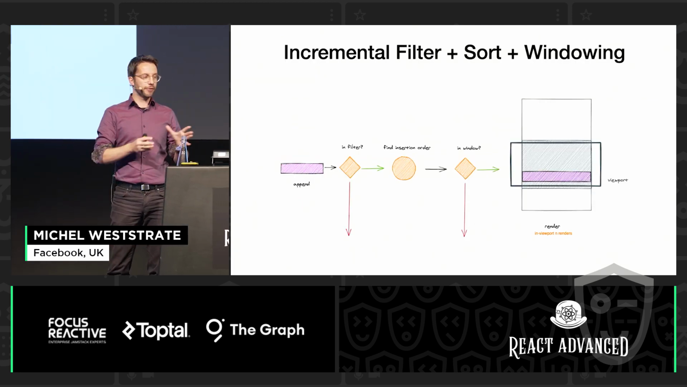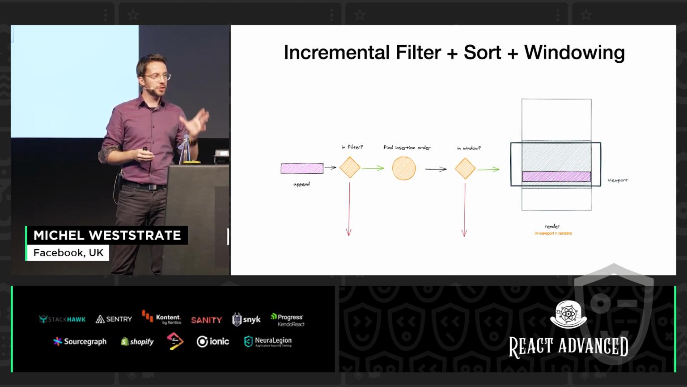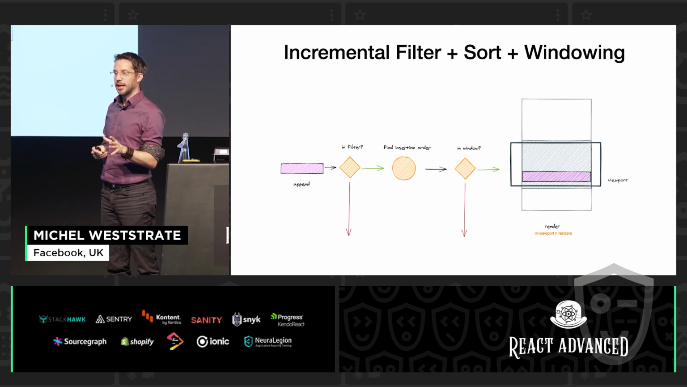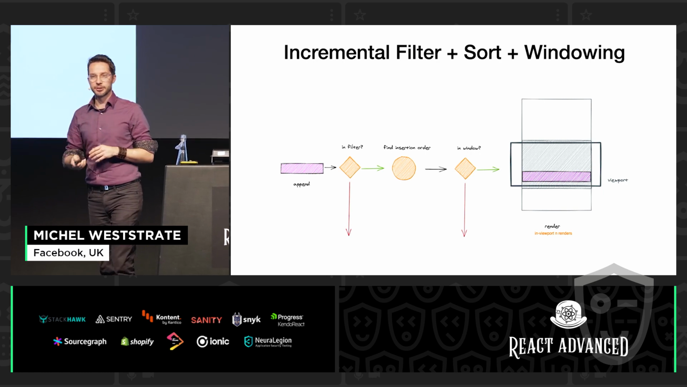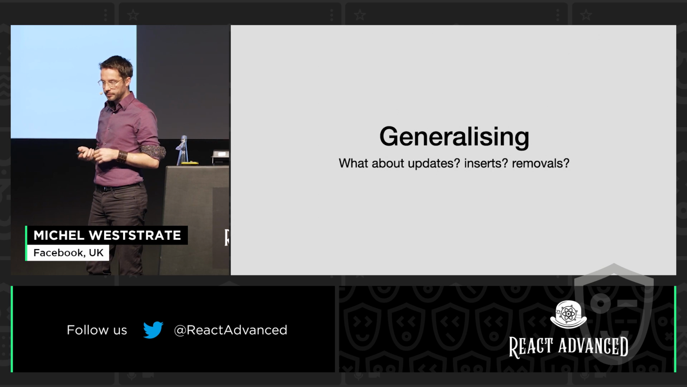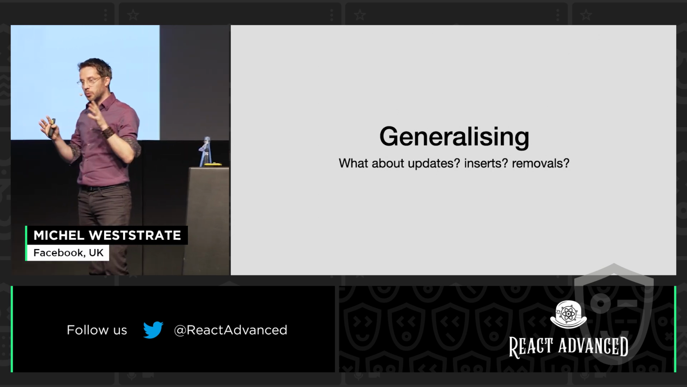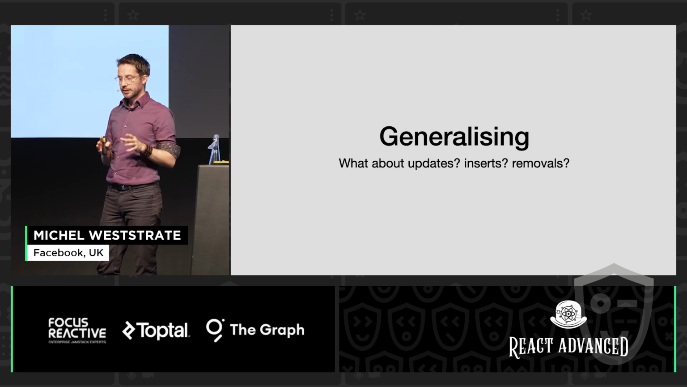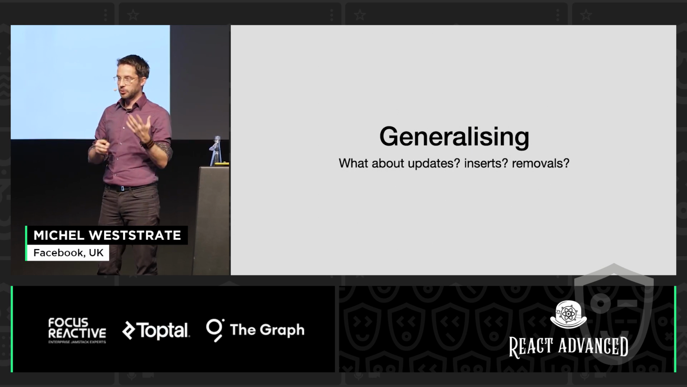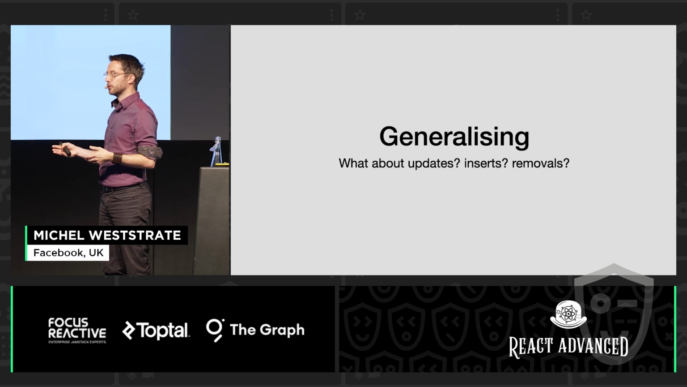So now we have a longer pipeline. We filter, we sort, we check if the update actually appears within the visible window, and only if that's all true, then we cause React to render. So we did now add a lot of logic, and it was just for append. How do we deal with updates? How do we deal with inserts? How do we deal with removals?